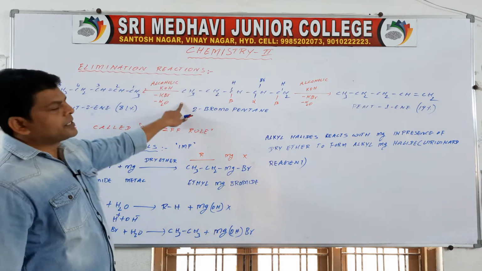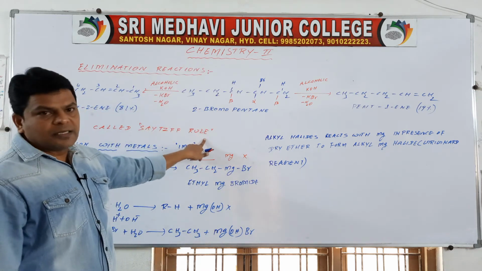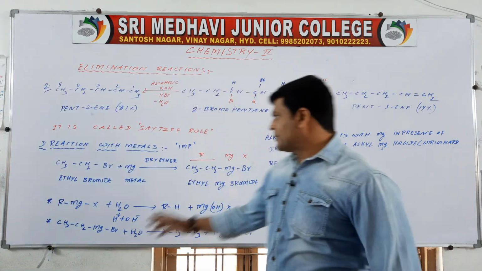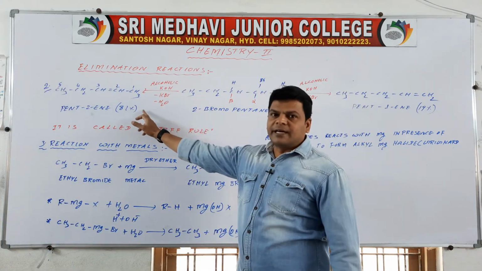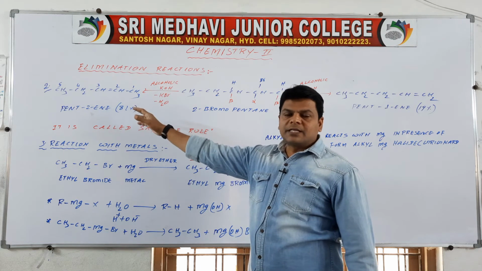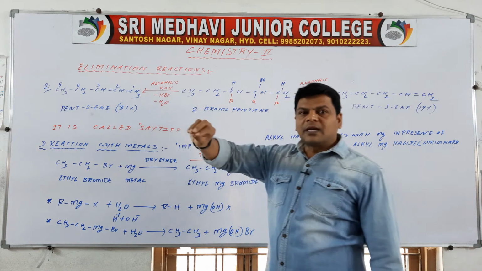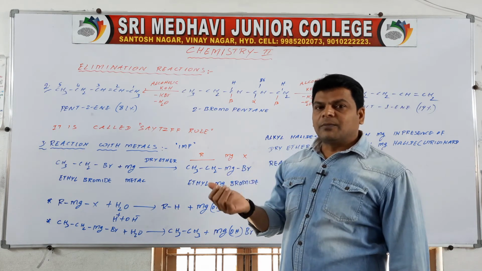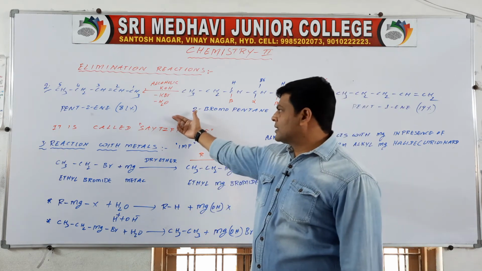This is an elimination reaction, so it is nothing but the Saytzeff rule. In elimination reactions you have to know the Saytzeff rule. Beta elimination takes place between the carbon having more alkyl groups attached and the alpha carbon. So it is nothing but the Saytzeff rule.